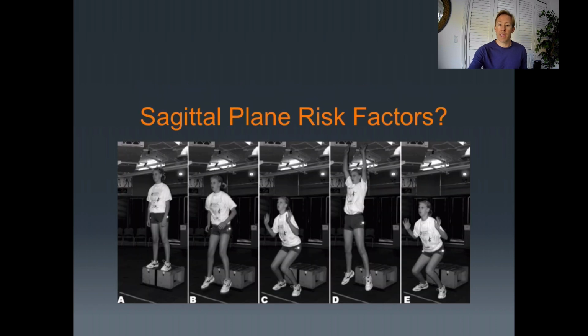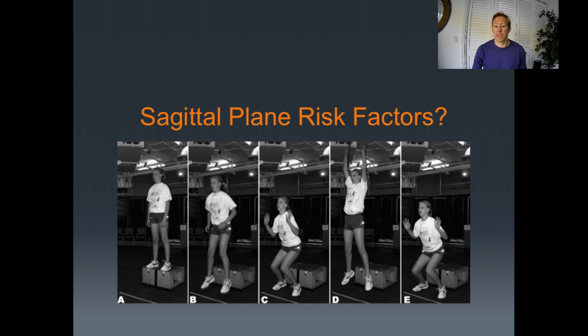And then if we think about a side view, this isn't all the way to the side, but we can kind of get an idea of the sagittal plane. If we look at this individual landing, maybe in image C and E, again, this might be a movement screen. Maybe we're doing a drop test, and we're looking at their movement tendencies.